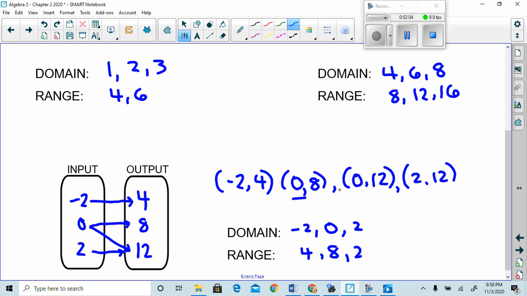This does not represent a function because I see 0 is repeated as an input, but it has two different outputs. This is not a function. It does not have one output for every input because the input of 0 has two different outputs.